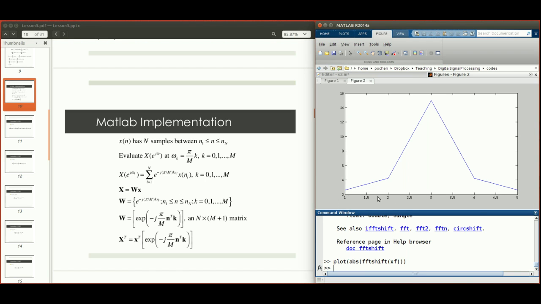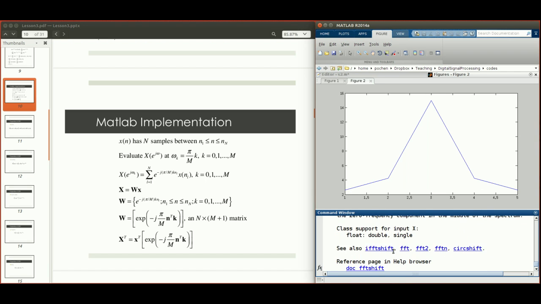Here I did not specify what the horizontal axis is, but this plot is supposed to give 0 frequency at the center. So here it's the 0 frequency, this side is the negative frequency, and this side is the positive frequency. So that's the output of the Matlab Fft function. You have to be careful about how the output is organized.